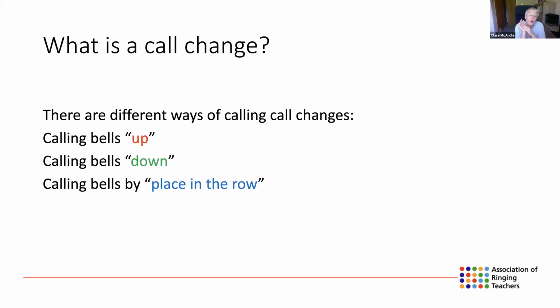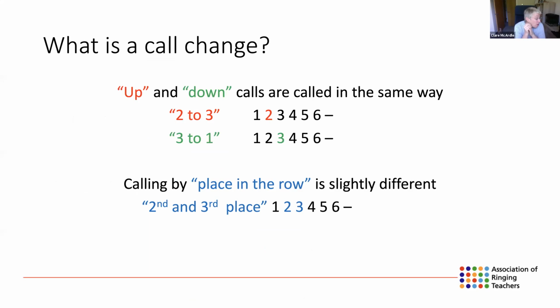And there are different ways of calling call changes. Calling bells up, calling them down, and calling by place in the row. Now the first 2 methods, the calling up and calling down, are by far the most common methods used, and calling up is probably the most popular of those 2. So up and down calls are called in the same way. So 2 to 3 moves 2 up one place towards the back of the row, and 3 to 1 moves 3 down one place towards the front of the row.